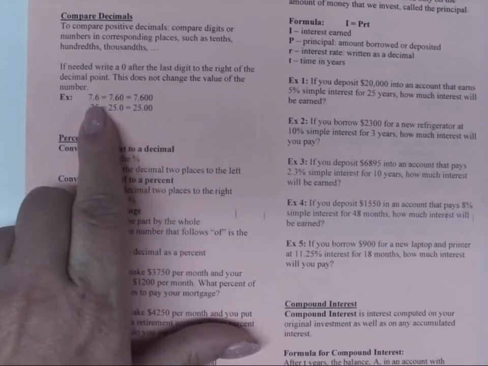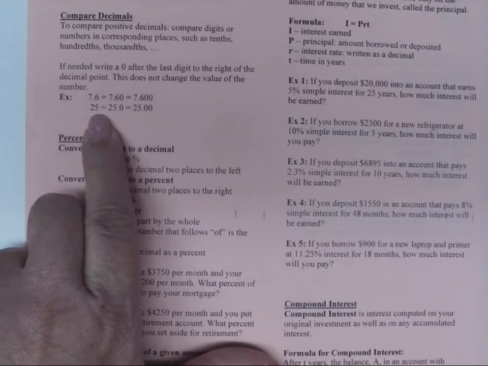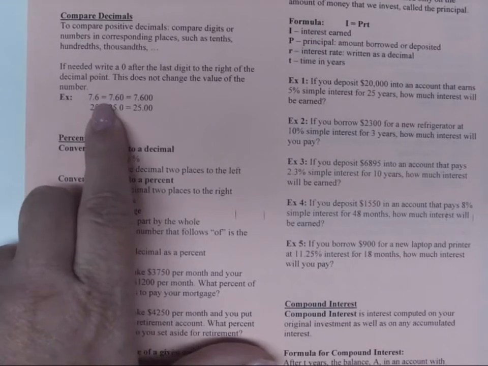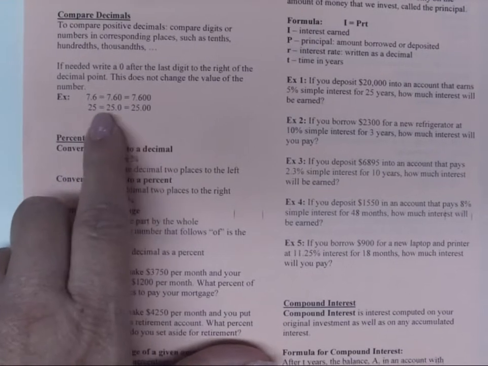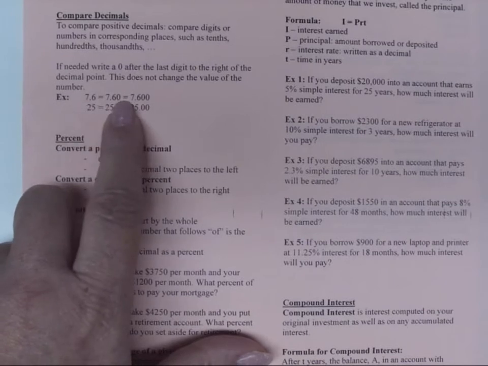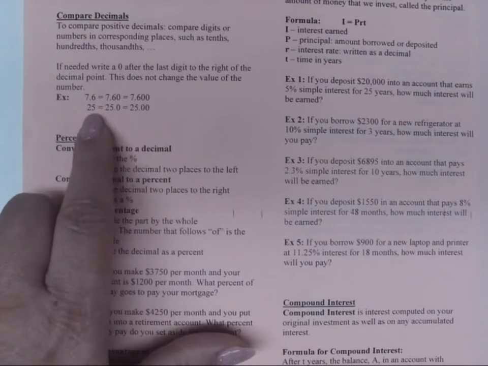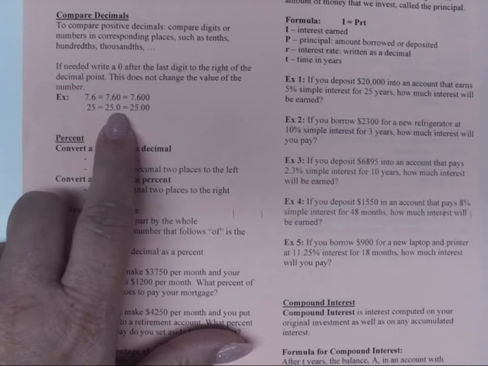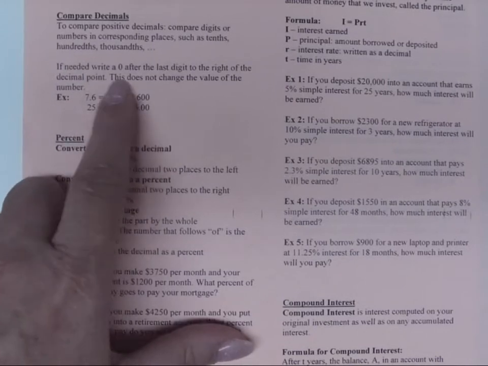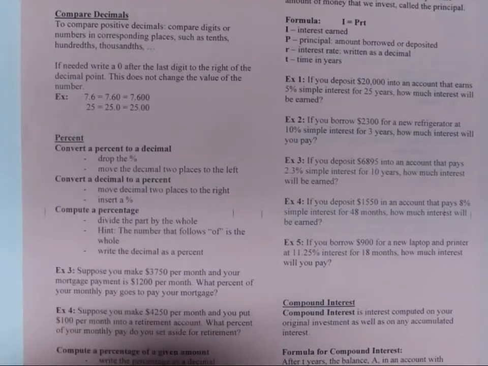So for example, if we have 7.6 and 25, what we can do is add zeros to help us compare. If we needed 2 or 3 decimal places to compare it with another number, 25 can become 25.0 or 25.00. This doesn't change the value, but it can help you compare the numbers a little bit easier.